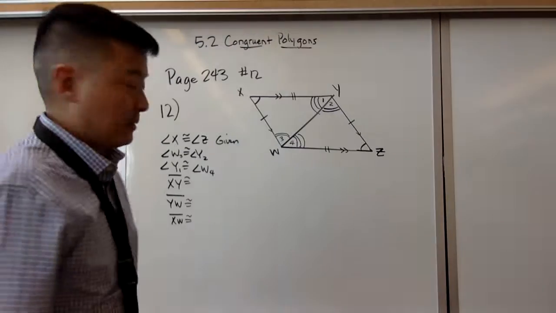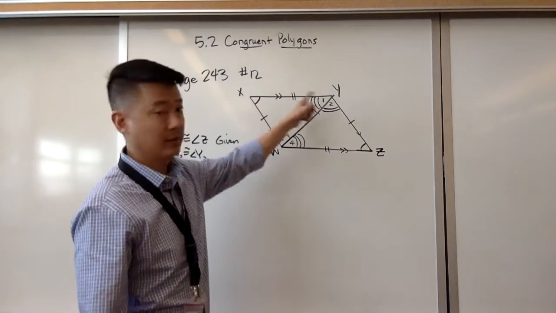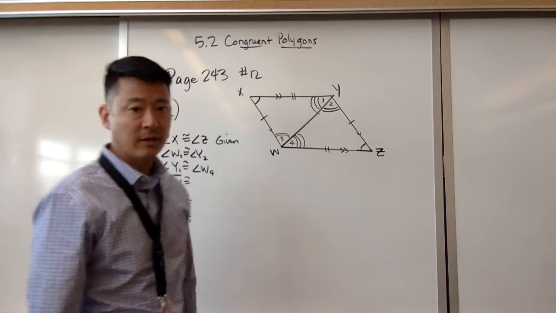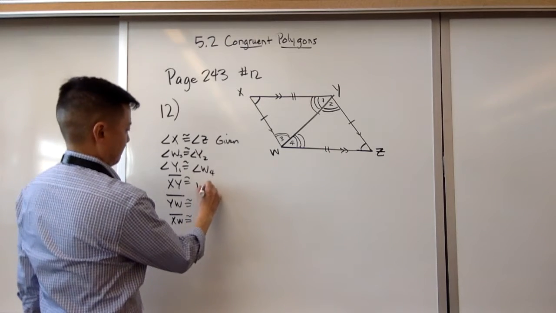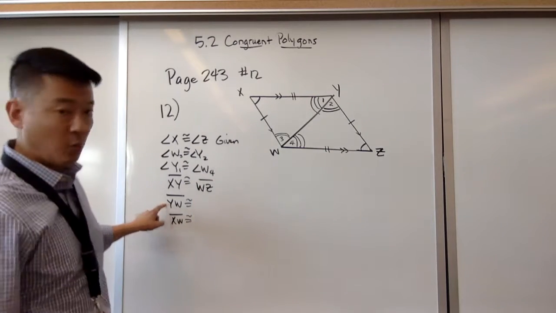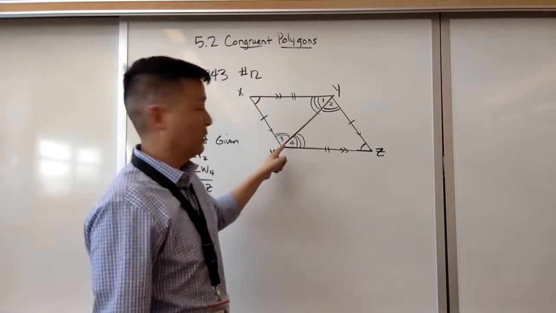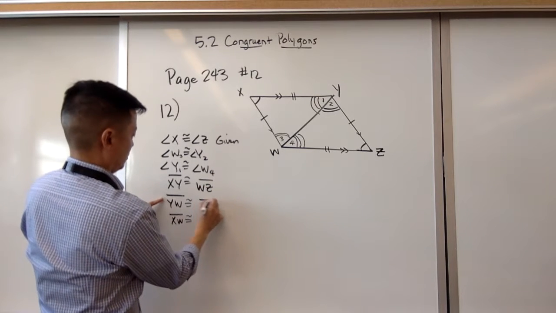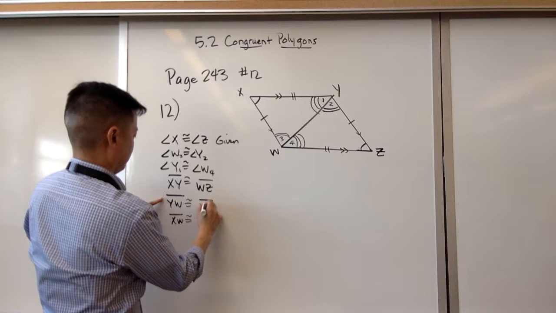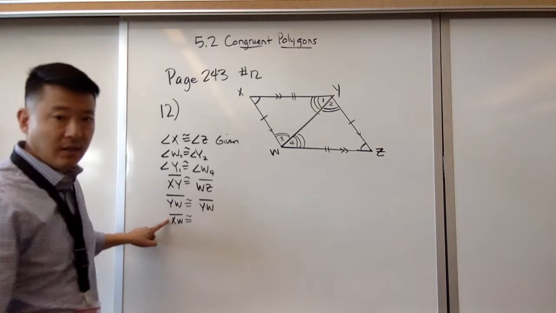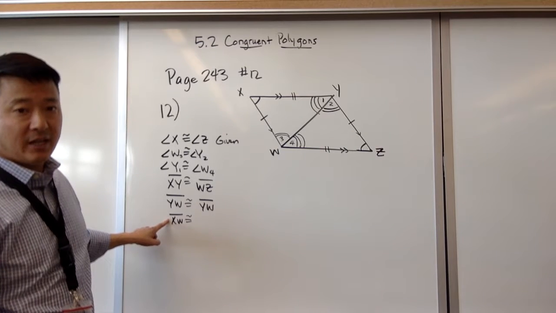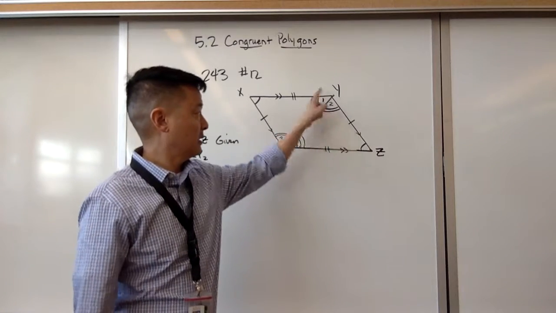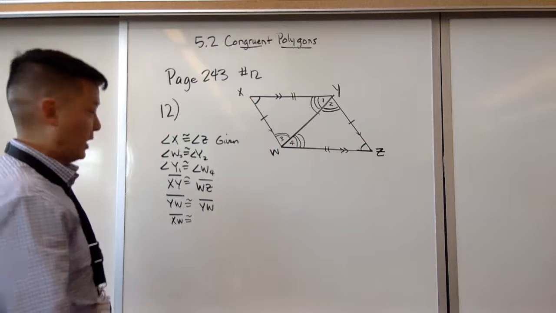Okay, so what about the sides? XY, this segment, has two congruence marks. We can see that it's congruent to the bottom side here, WZ. And then YW is right here, and it's congruent to itself. And then segment XW, right here, has one congruence mark, and we can see that it is congruent to segment YZ.